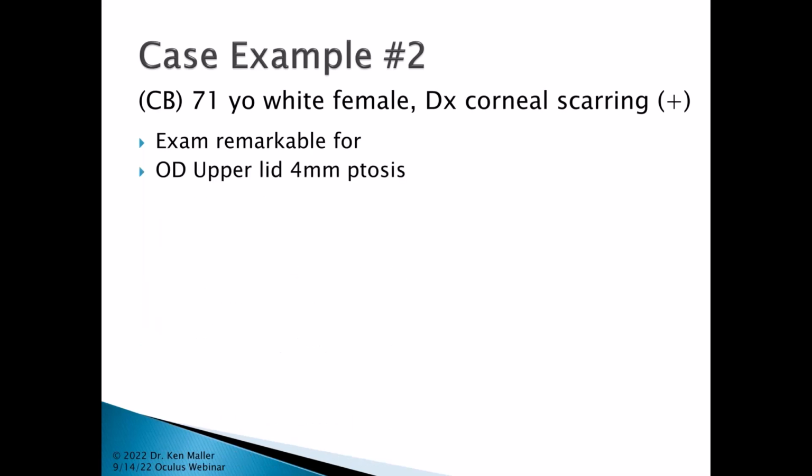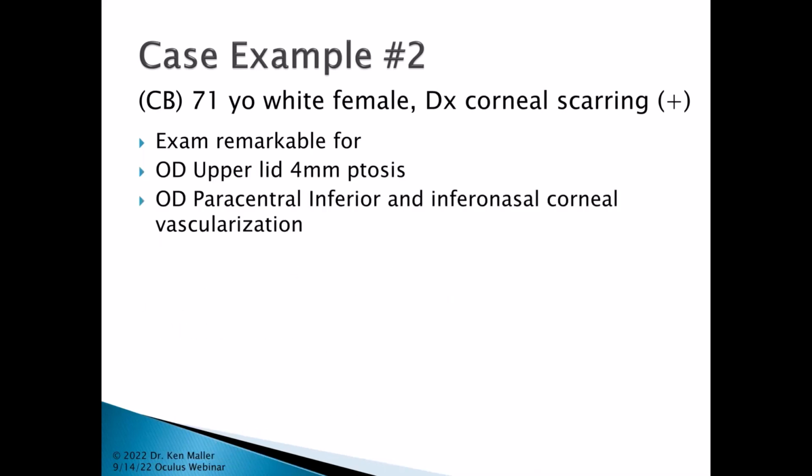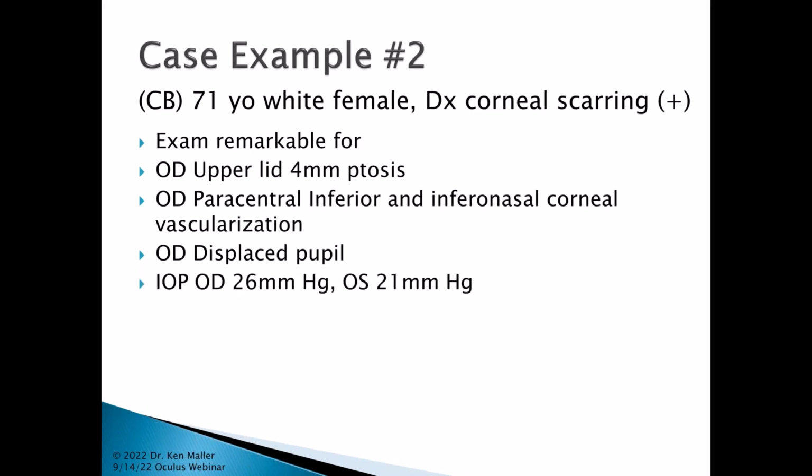So the exam was remarkable for about 4 millimeters of upper ptosis on the right eye. I saw paracentral, inferior, and inferior nasal corneal vascularization on that cornea. The right eye even had a displaced pupil from the various adventures that he'd been on. The pressure in that eye, if the eye hadn't been through enough, is high in the right eye. Left eye is a little high as well, but the right eye was definitely high.